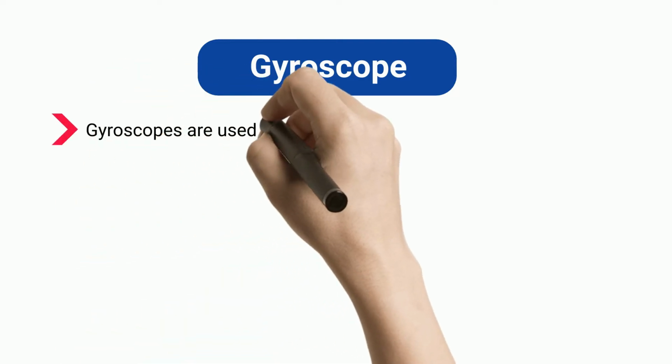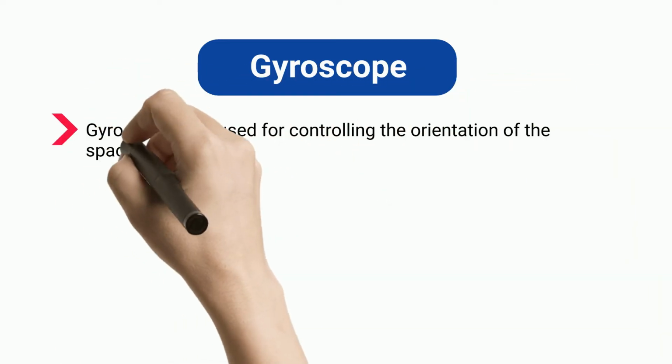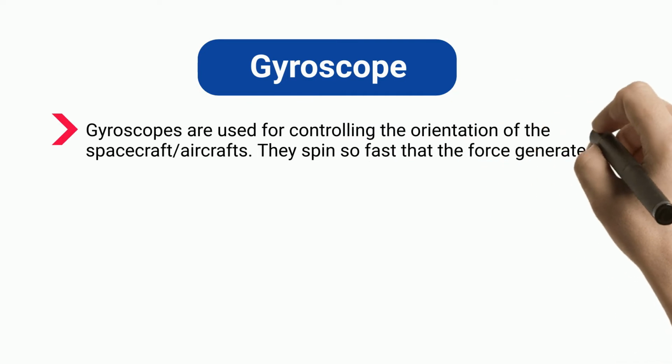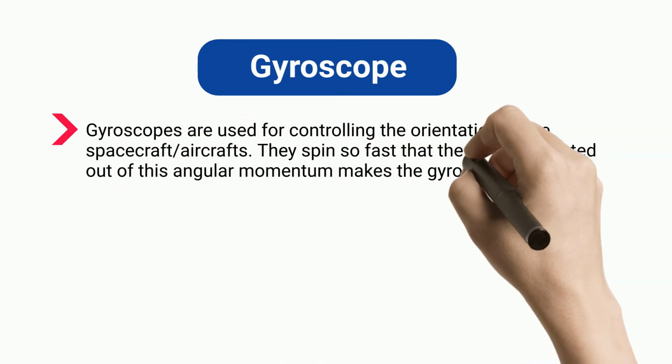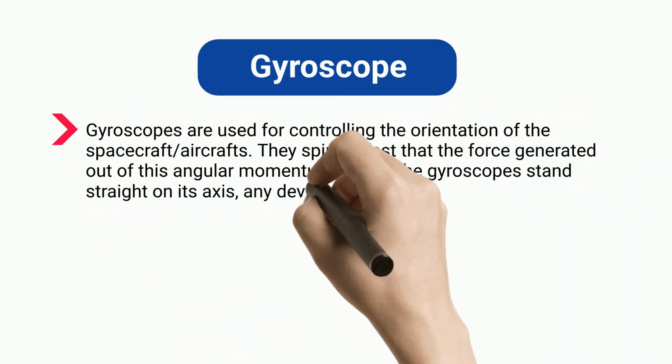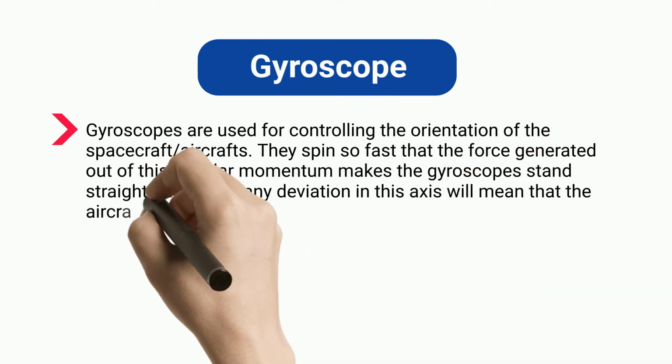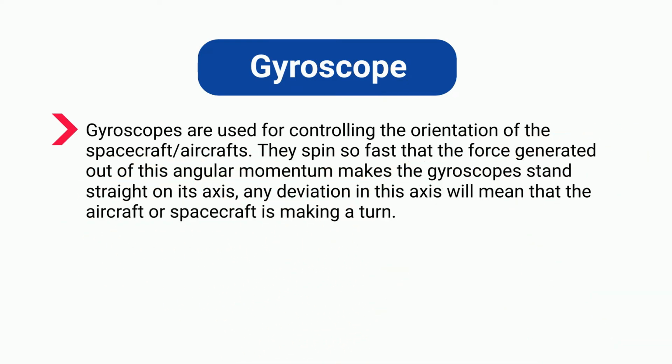Gyroscope. Gyroscopes are used for controlling the orientation of the spacecraft and aircraft. They spin so fast that the force generated out of this angular momentum makes the gyroscope stand straight on its axis. Any deviation in this axis will mean that the aircraft or spacecraft is making a turn.